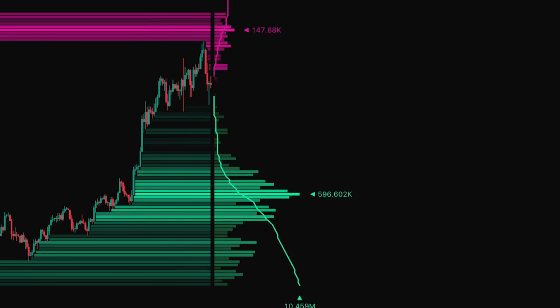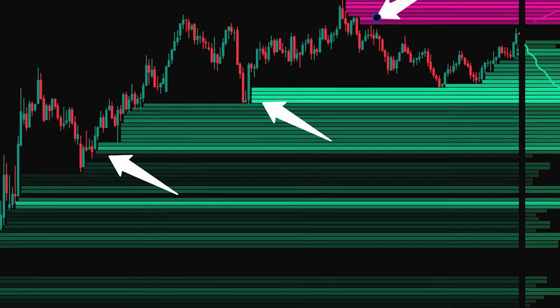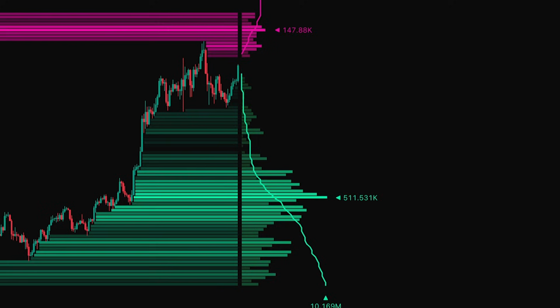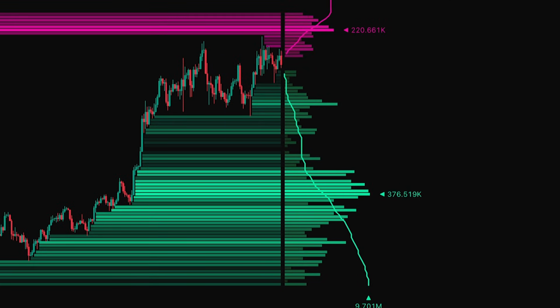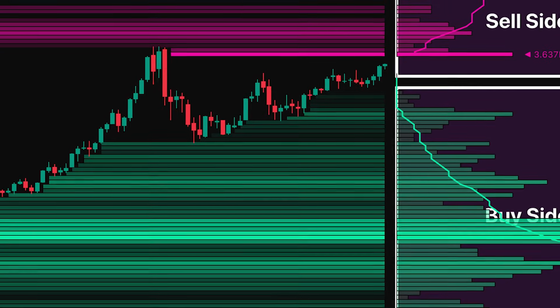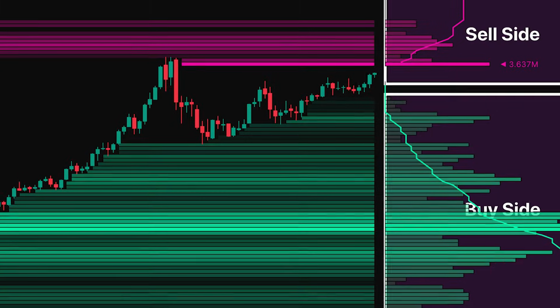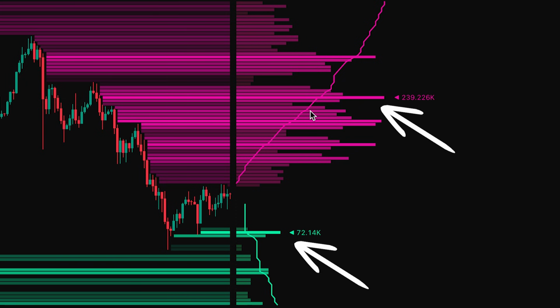Today, we're diving into a powerful tool that helps you visualize where the big players are likely placing their orders in the market. This indicator shows buy-side and sell-side liquidity pools in a clear, easy-to-read way on the right side of your chart. It splits volume into two mirrored profiles, one for potential buying interest and one for selling, and highlights key areas like the point of control, where the most volume has accumulated. These zones often act as magnets for price, leading to reactions, reversals, or fakeouts.